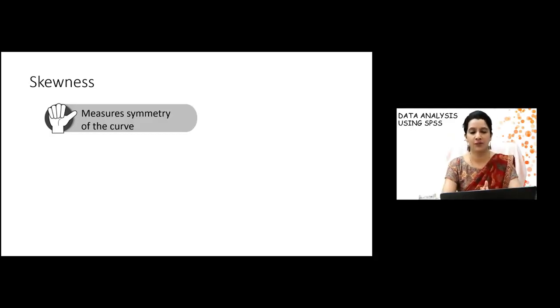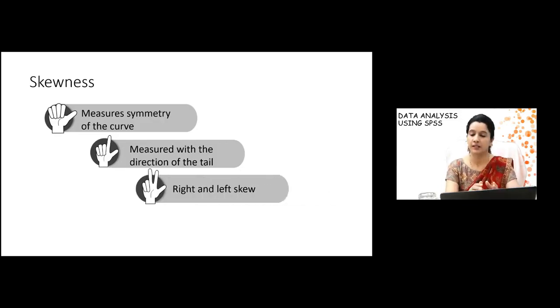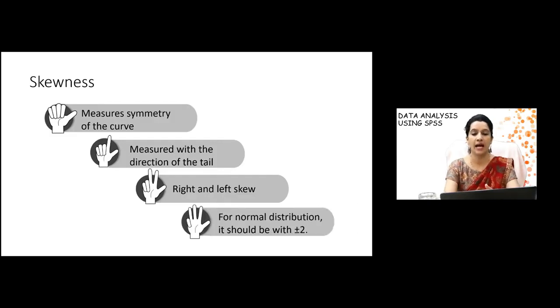Skewness. I was telling about the skewness. Skewness measures the symmetry of the graph, right? So if you see the normal bell-shaped graph, 50% of the data is right of that peak and 50% is left of that peak. So it is a symmetrical curve. But if there is a deviation from that, it will be measured by the skewness, and it is the tail of the curve which tells us about the skewness. There can be a right skew or there can be a left skew. That we'll see. And for data to be normally distributed, the value of the skewness should be within ±2.